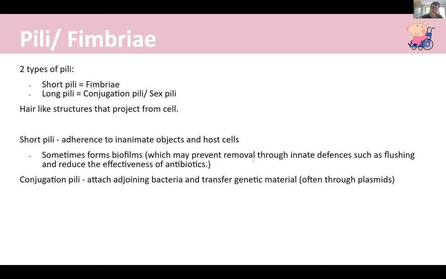So you can't cough, you can't flush. Oh, my computer's gonna die. Let's charge my computer. They can't flush, they can't die, and it's hard for antibiotics to target them.